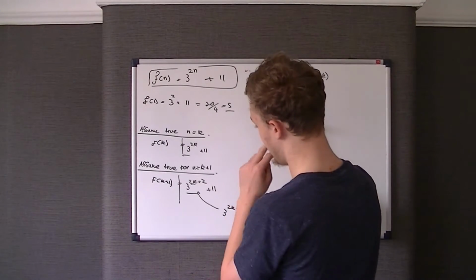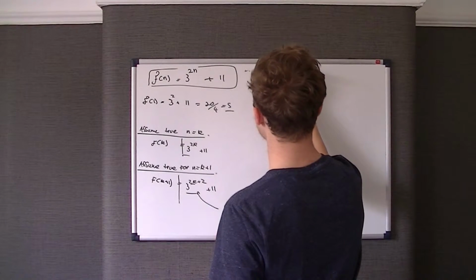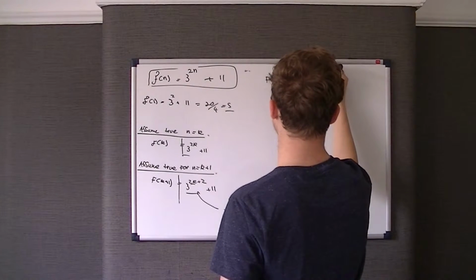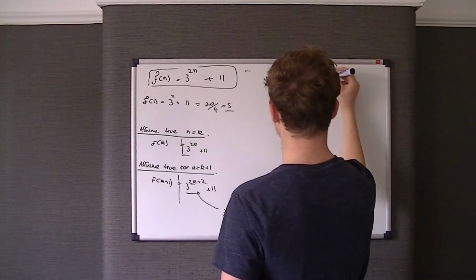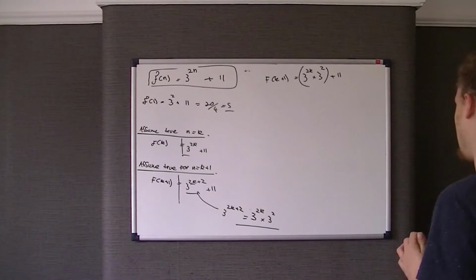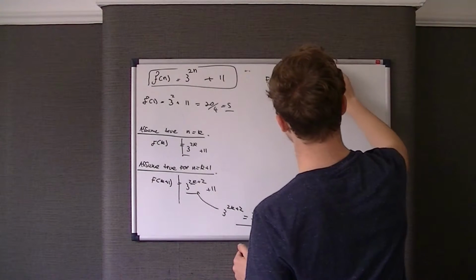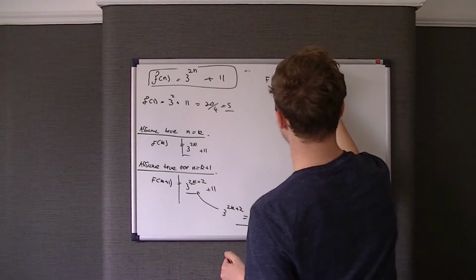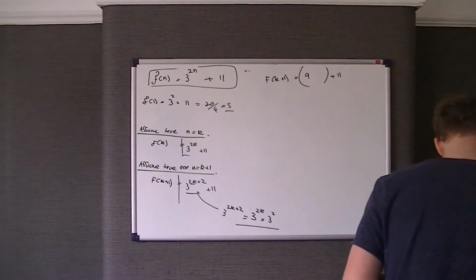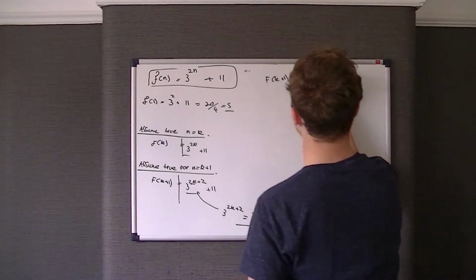So f of k plus 1 now becomes 3 to the 2k times 3 squared, plus 11, and you put that in brackets. Now 3 squared is 9, so 3 squared times 3 to the 2k becomes 9 times 3 to the 2k. You put that in brackets and you add 11.